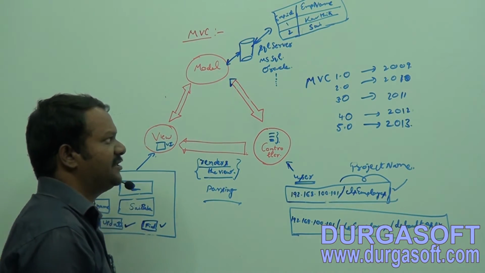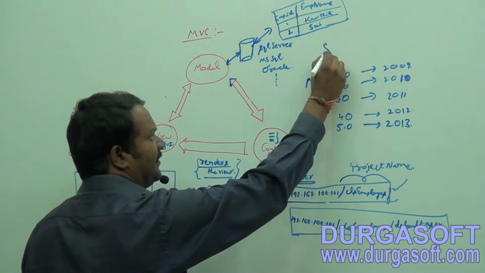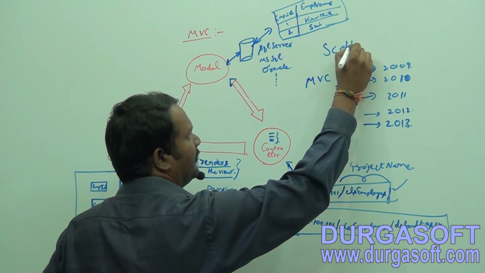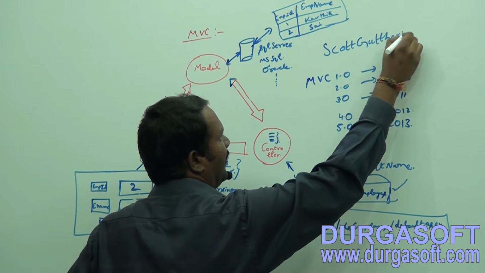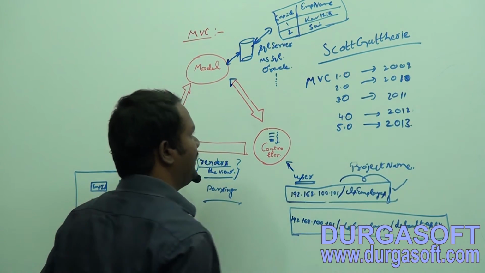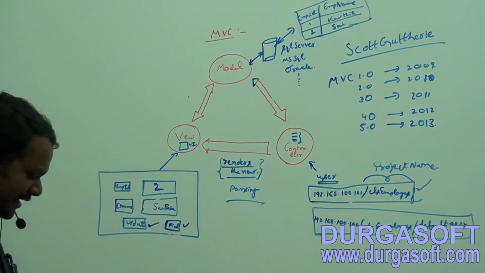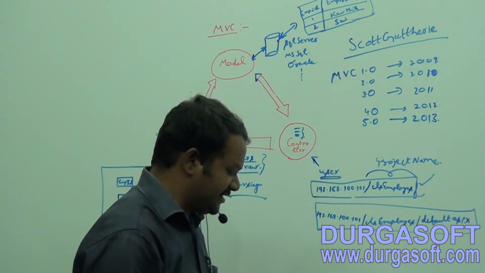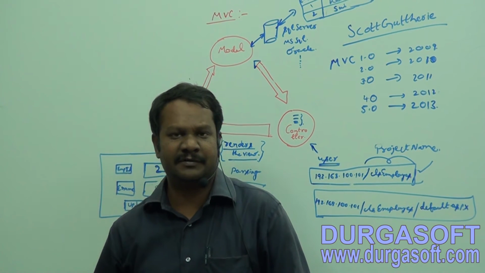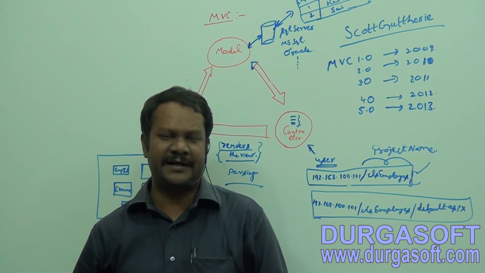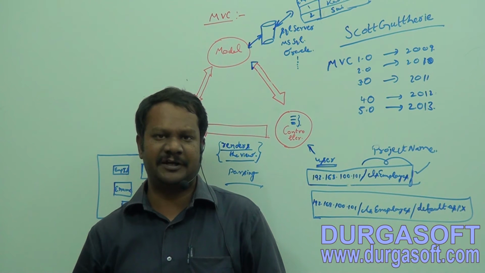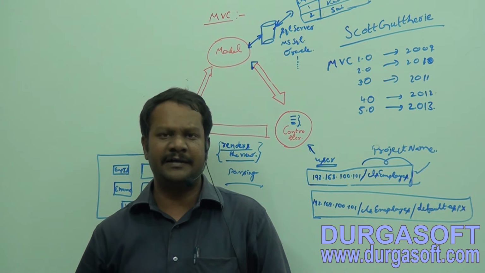Who introduced the first MVC version? Mr. Scott Guthrie. He introduced MVC along with the .NET framework. So why was MVC introduced? We discussed in previous sessions why MVC was introduced. MVC is used to develop highly scalable and testable applications. Any software application should be highly scalable and testable.